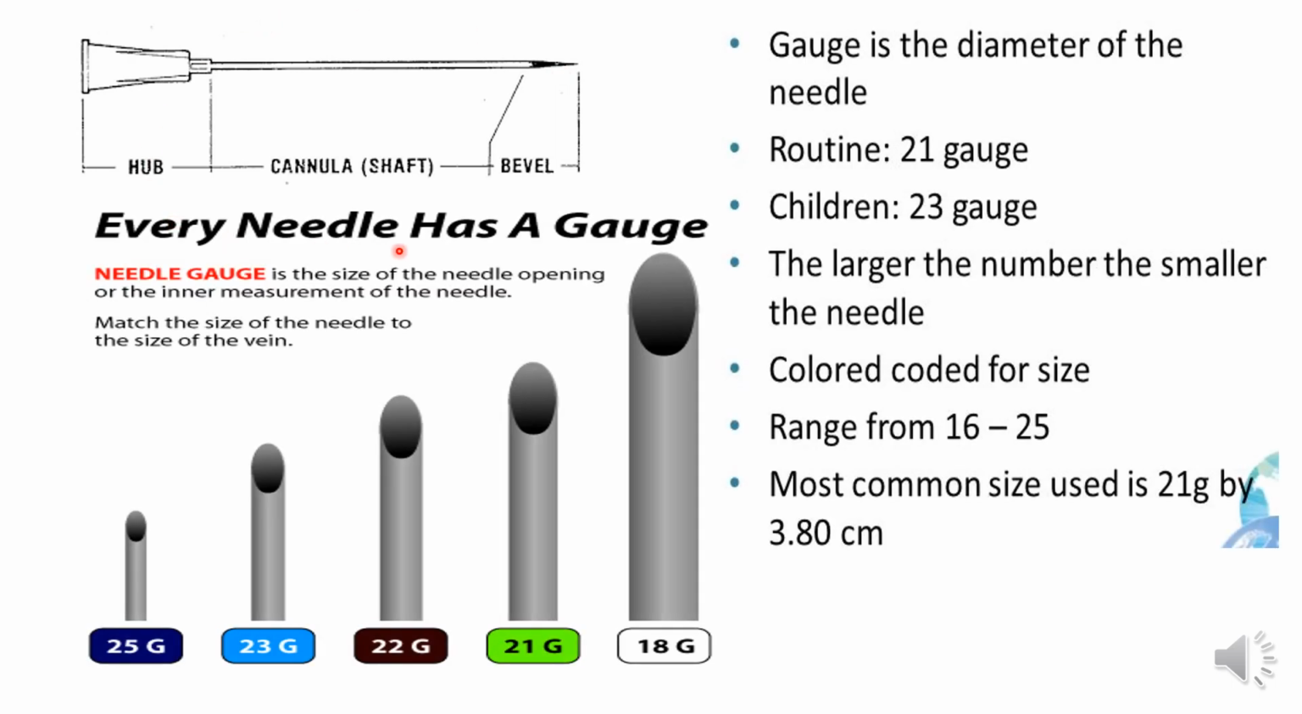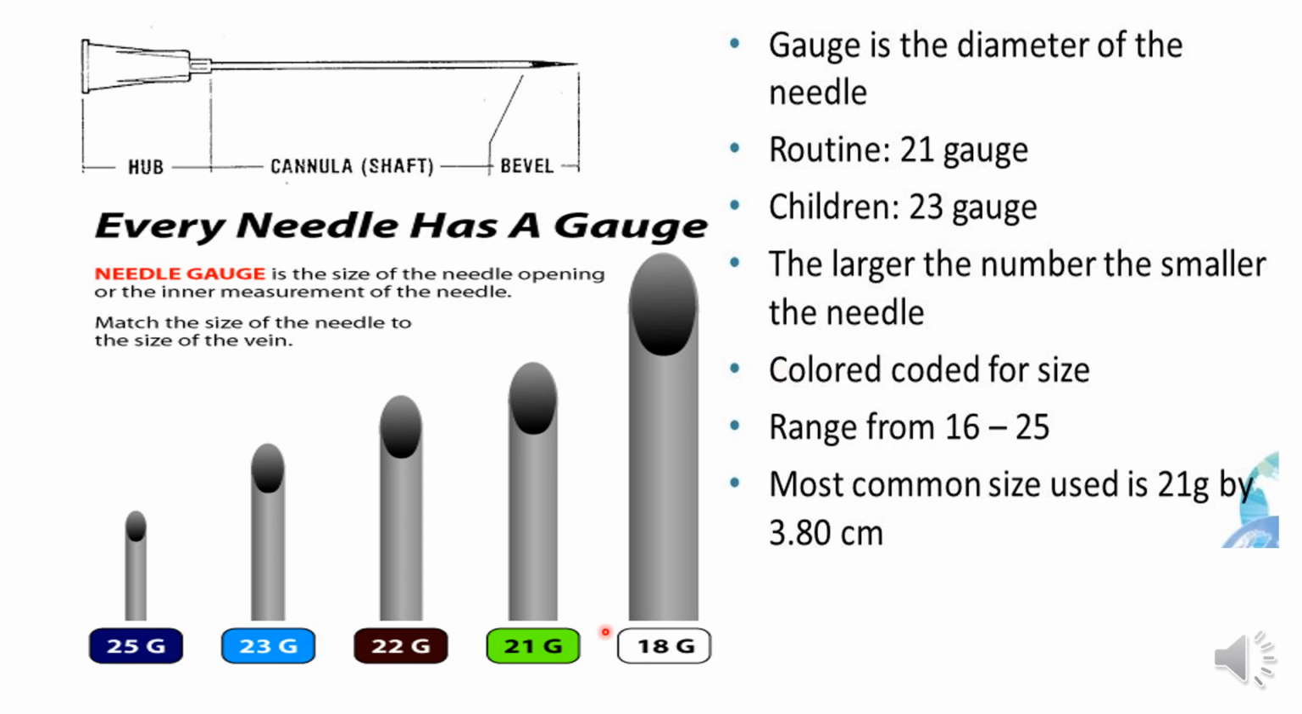So this is a needle. These are the parts of a needle, which has a hub, the cannula or the shaft, and the bevel. This pointed region is known as the bevel, which is inserted for sample collection of blood. Now every needle has a gauge, and the gauge is actually the diameter of the needle. The routinely used gauge is the 21G. In children, the 23 gauge is used.